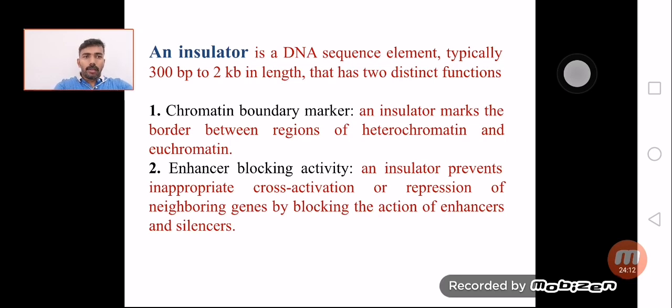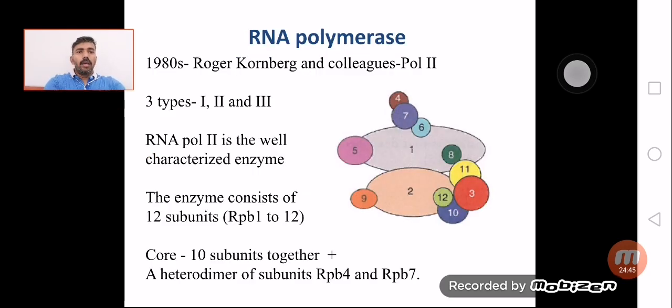Similarly, they also prevent inappropriate cross activation or repression of a neighboring gene by blocking the action of enhancers and silencers. That means the enhancer activity of a particular gene will be limited to that gene alone. The activity spreading to a second gene or a neighboring gene will be prevented by the presence of an insulator. Yes, so that is the end of that part.